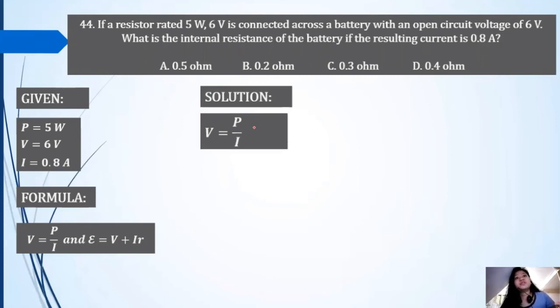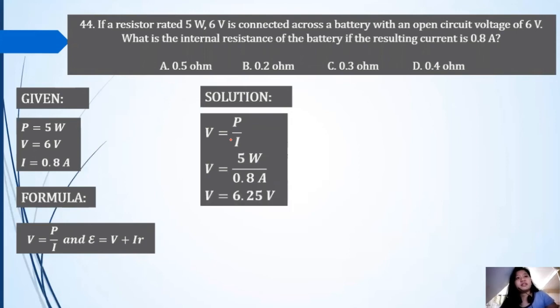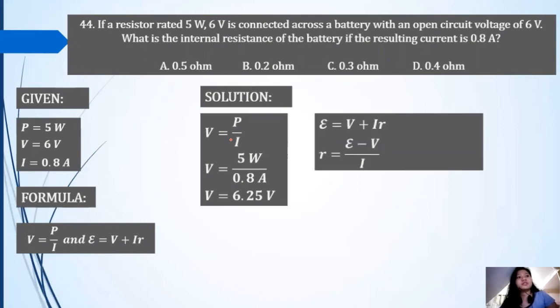First, we will solve for the voltage using the formula voltage is equal to power over current. Our power is 5 watts and our current is 0.8 amperes. Dividing, 5 divided by 0.8 is 6.25 volts, and that is for the voltage. Next, the formula of electromotive force is equal to voltage plus IR, or the current times the internal resistance.